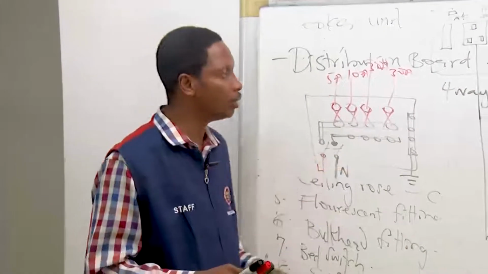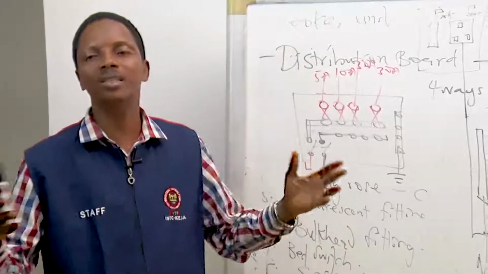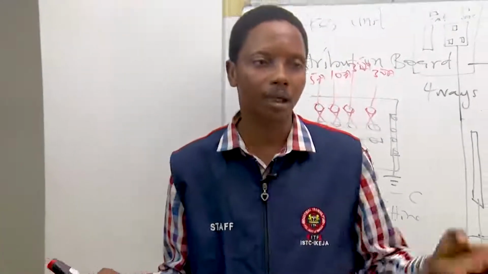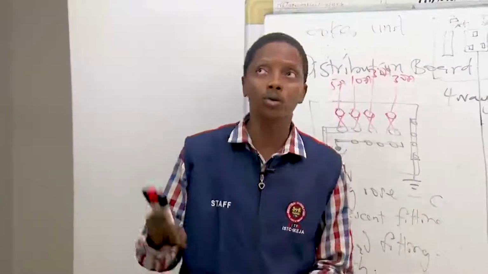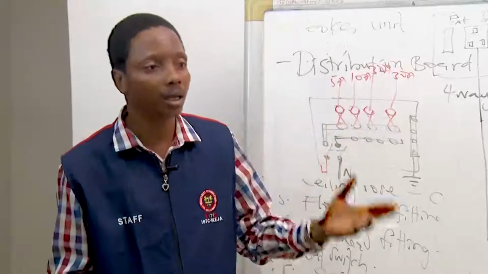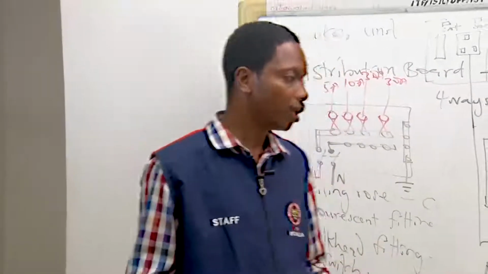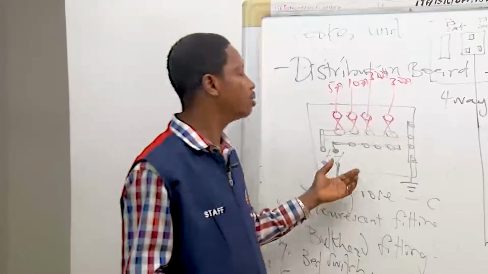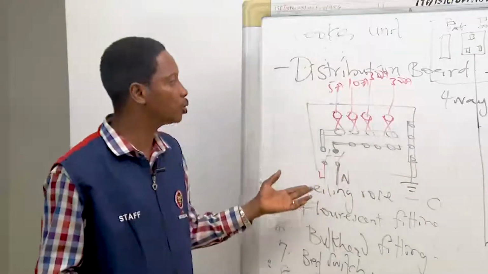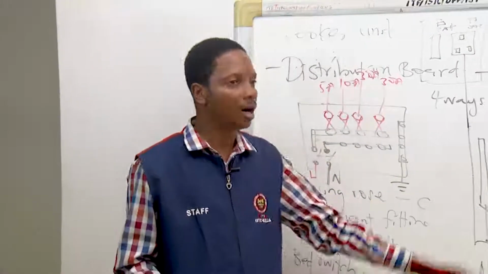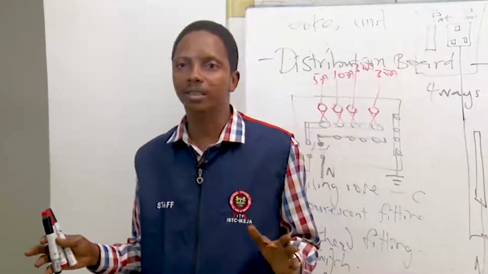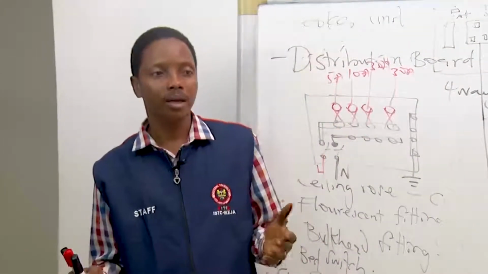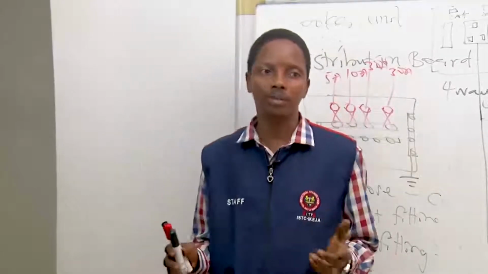Then we talk about what? Electrical accessories. Different things that we can find in our houses: the switches, the socket outlet, the ceiling rose, the fluorescent fitting, lamp holder, and then the water heater switch, including our distribution board, single phase and 3 phase. All these things are very, very key. So the next class will help us in the practical class.